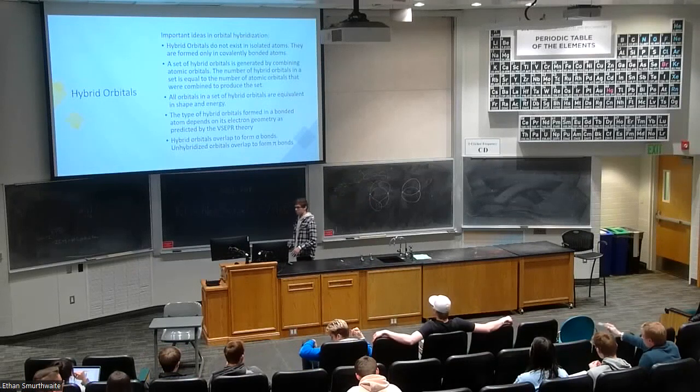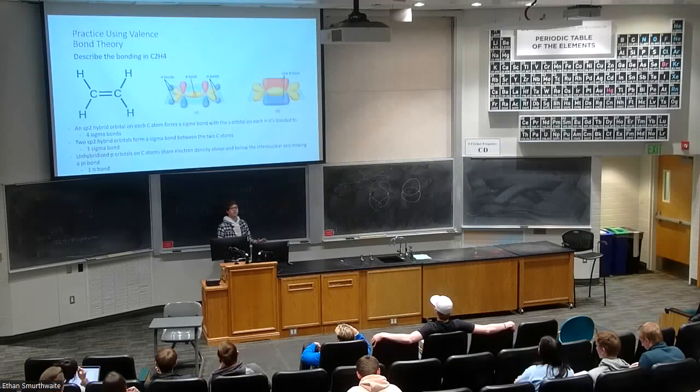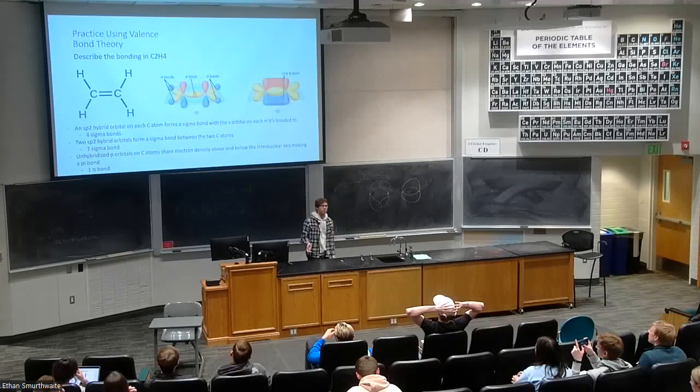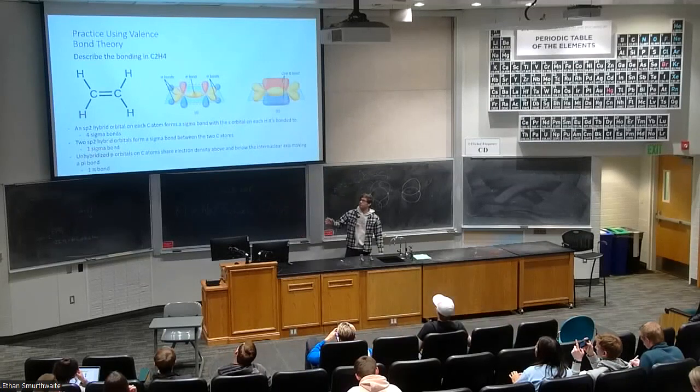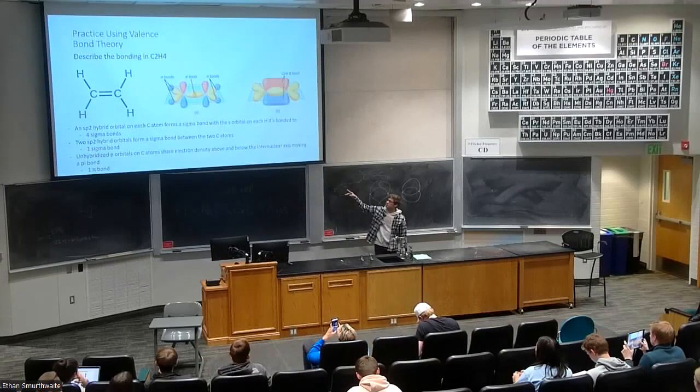Okay, let's talk about this problem. So when you're given a problem like this, and it says describe the bonding in C2H4, it's probably going to give you more words than this. But basically, this is what you're going to do. First, you're going to want to draw the Lewis structure for C2H4, right? Then you're going to want to draw out the valence sigma bonds, right?